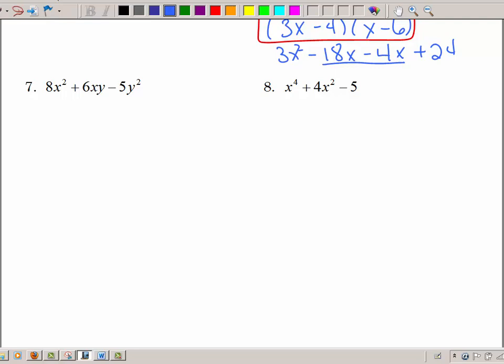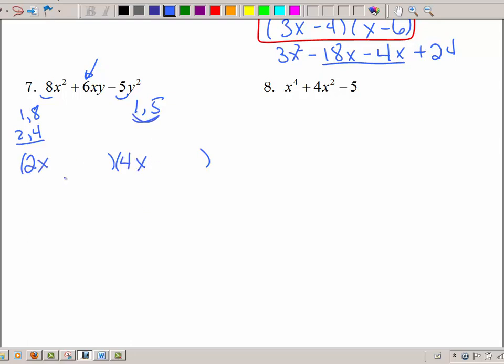I don't see any greatest common factors. 8, I've got 1 and 8 or 2 and 4. The good news, 5 is just 1 and 5. So as I put these parentheses, we need to make a guess. I'm going to try the 2 and the 4 just because I see that 6. I could be wrong. So I'm going to put 2x times 4x.